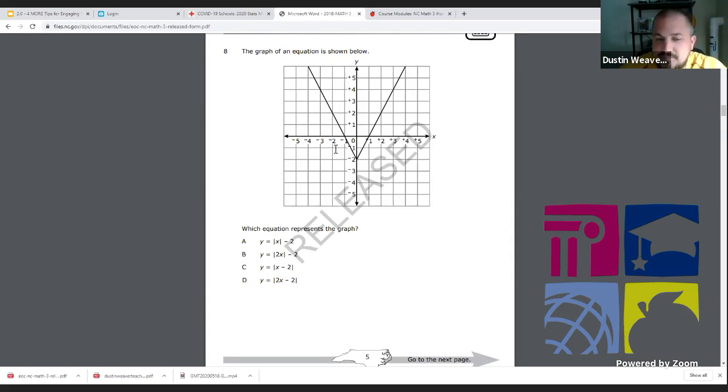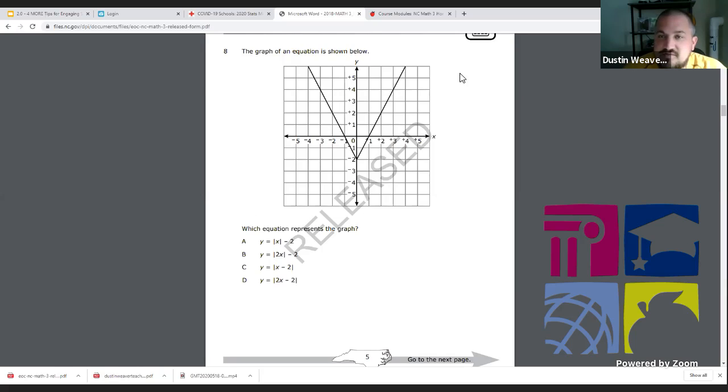So we know it's down to A or B. Now, the difference between A and B is the slope. If you look at A, the slope is 1. If you look at B, the slope is 2. If you look at this graph, you go up 2 and over 1, up 2 over 1, up 2 over 1. You can see that the slope is, in fact, 2 in this problem. So that would give us B.